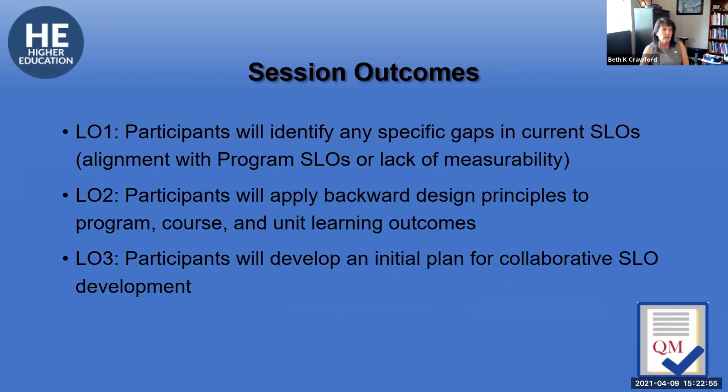All right, the session outcomes. These are the outcomes that were posted. Participants will be able to identify any specific gaps in their current SLOs, especially alignment with program SLOs or any lack of measurability there. Participants will apply backward design principles to the program, course, and unit learning outcomes. And I'm going to focus mostly on program and course, though if you're already involved in QM, you already know the alignment principles for how to go backwards to the unit level. And at the very, very end of the session, participants will be able to develop an initial plan for a collaborative SLO development process along these lines.